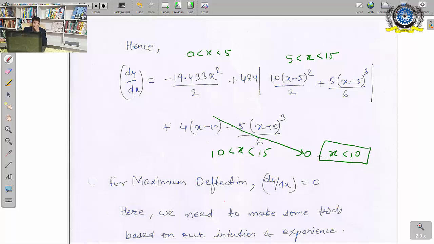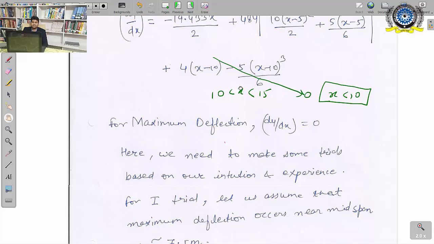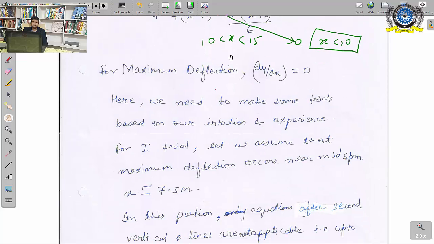One more point to be noted in Macaulay's method: C1 and C2 both will be written in the first part, not in the Macaulay's discontinued function. Both C1 and C2 will come in the first part. Here we'll make dy by dx equal to 0, and this part will become directly 0. So when you put this in, you will find out what x comes out to be.